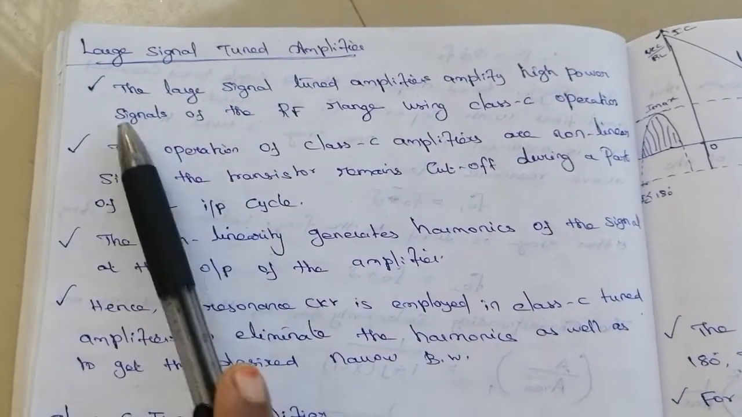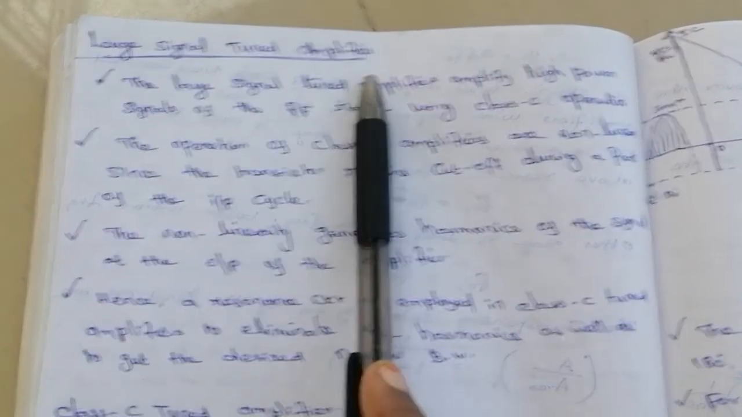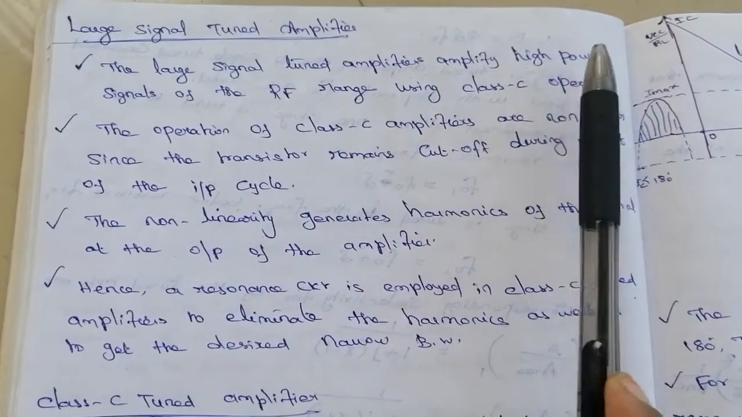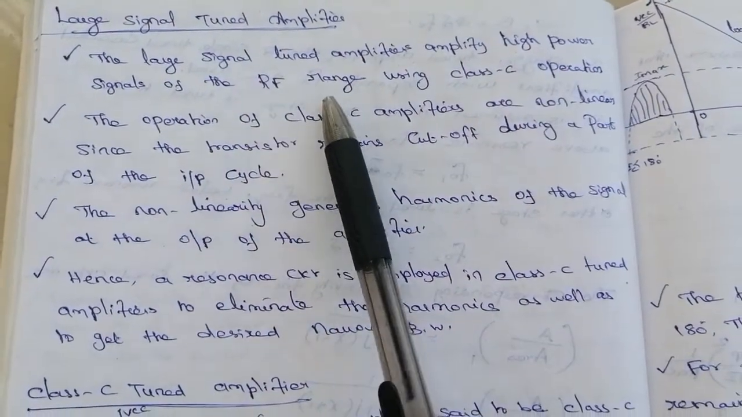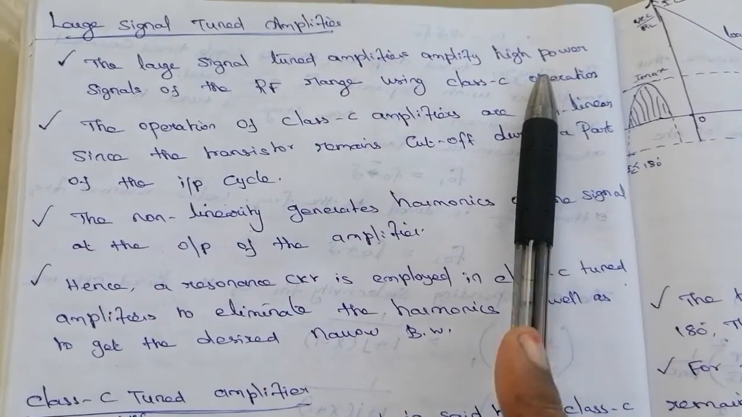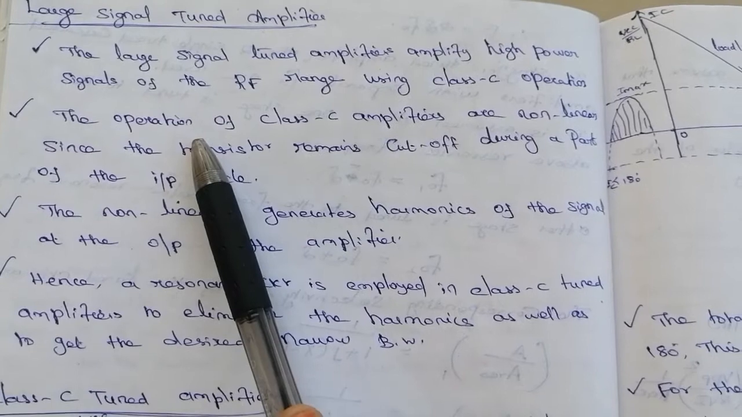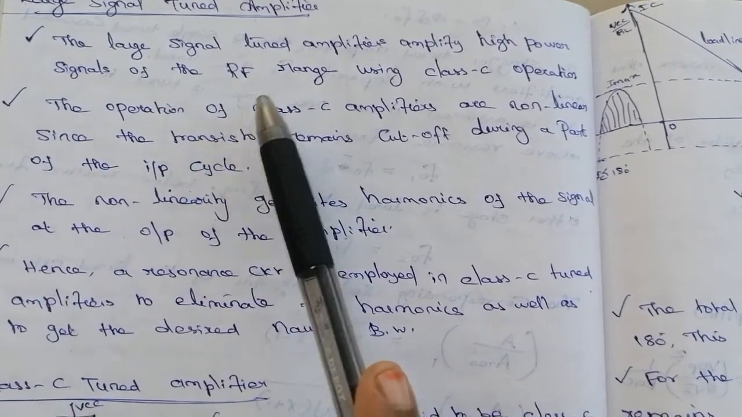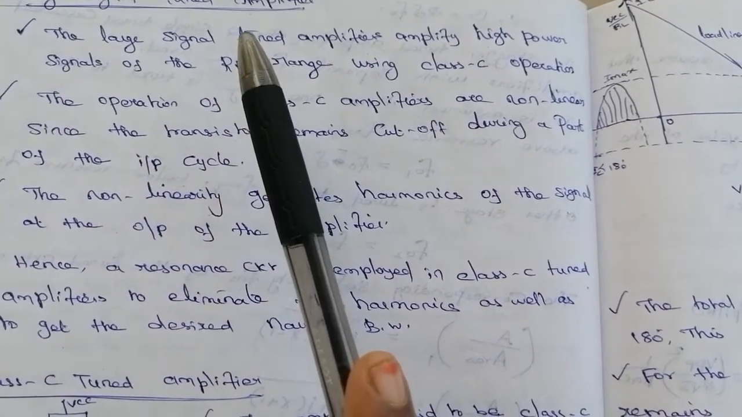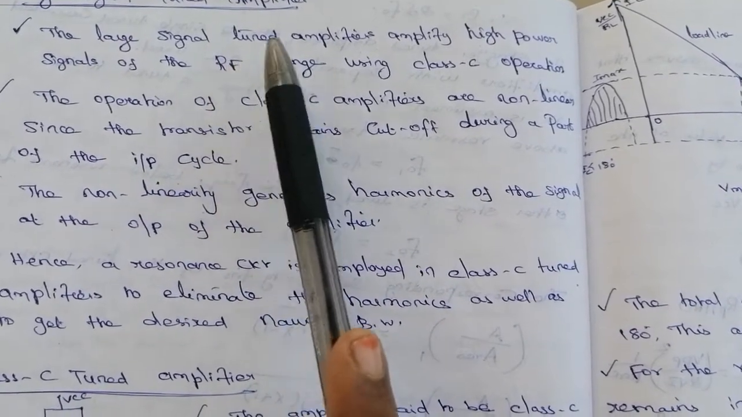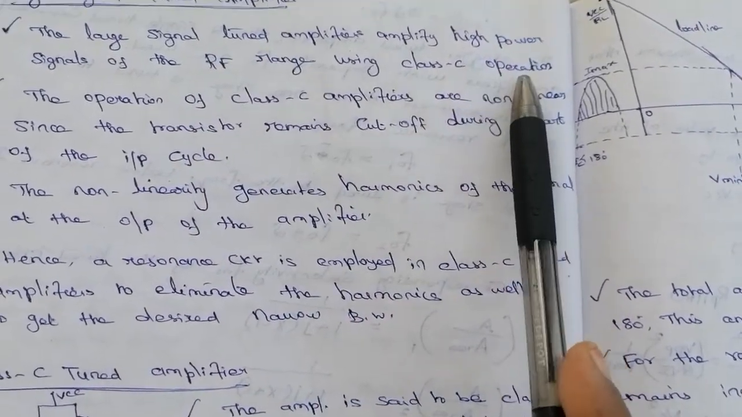Dear students, next topic is large signal tuned amplifier. The large signal tuned amplifiers amplify the high power signals of the RF range using class C operations. We know the range of radio frequency. From that range, power signals can be used for large signals with the help of class C operation.